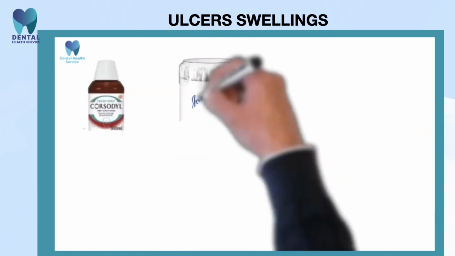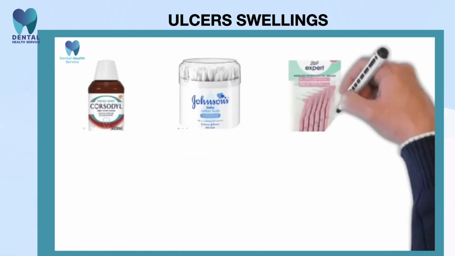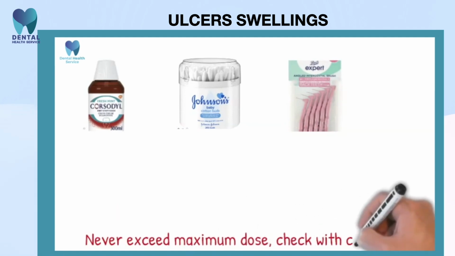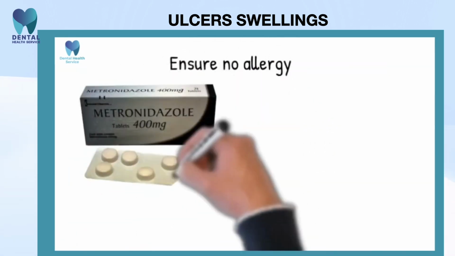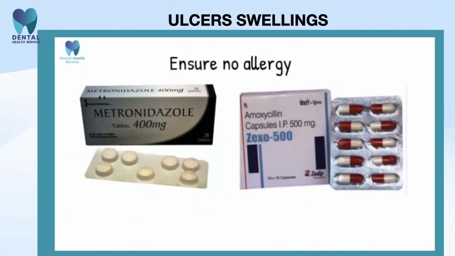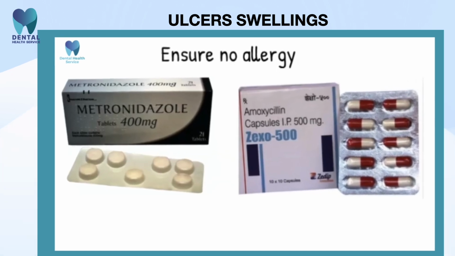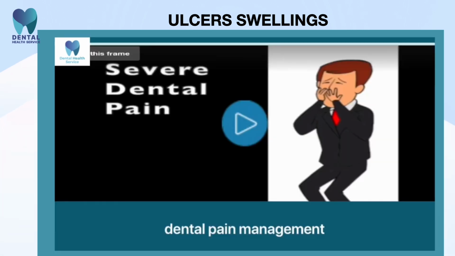Generally electric brushes are very good, and you can also apply Corsodyl directly using a baby bud, and analgesics as appropriate. If the swelling persists and you have difficulty swallowing or difficulty opening your mouth, then that's the time to get in touch with your dentist, and you may need a course of antibiotics. There is a separate section on pain management within the app.